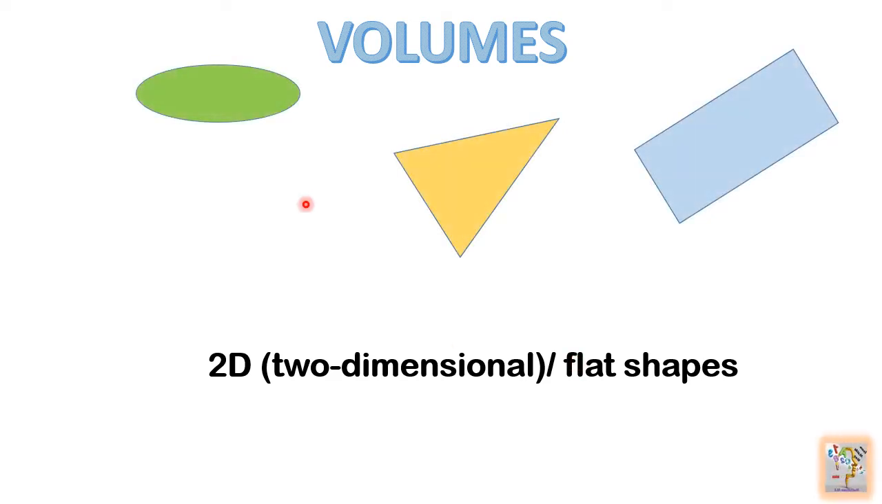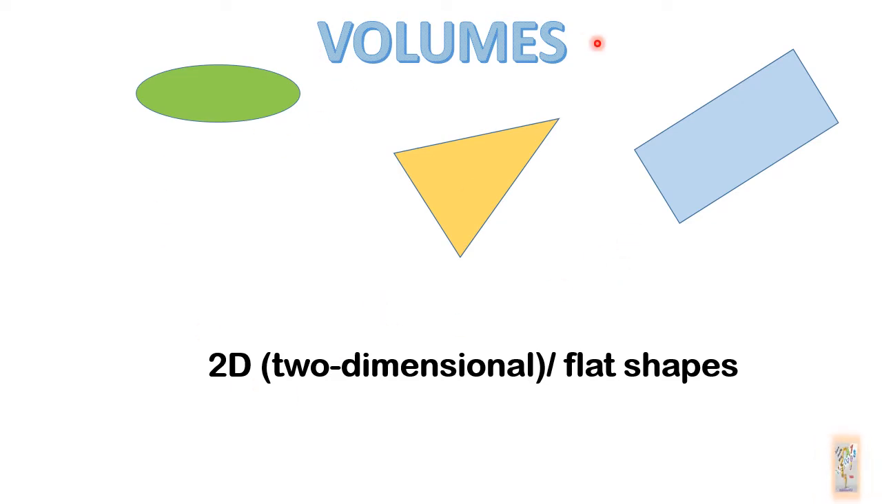We can't talk about volumes unless we start here. This is our point of departure. We must first have two-dimensional shapes. When we say these are two-dimensional shapes, we mean they are flat shapes. You can put them on a flat surface. You have a circle, a triangle, and a quadrilateral, which might be a rectangle, and you can put each on a flat surface. These are two-dimensional shapes.